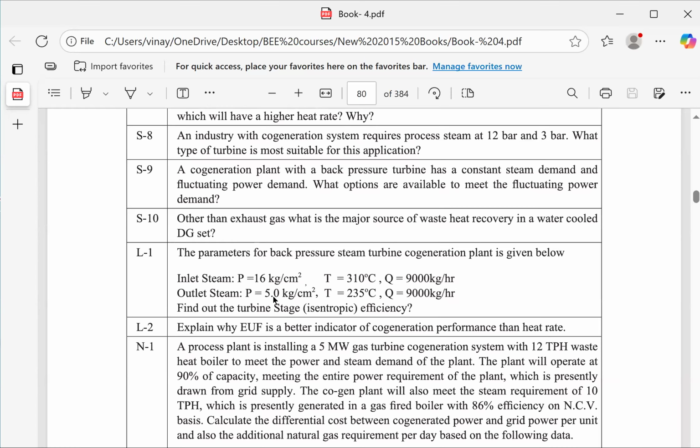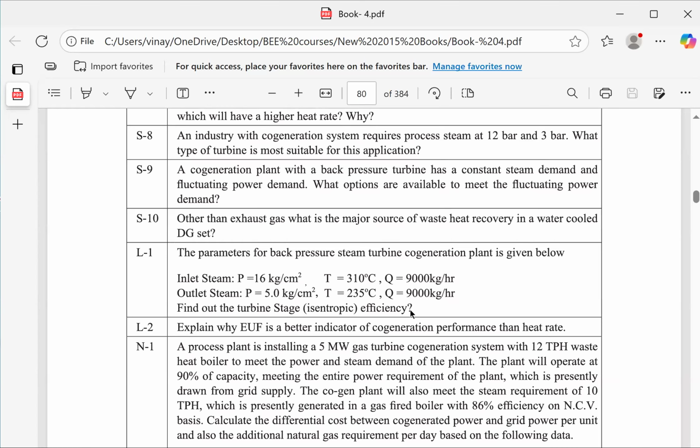Outlet steam, so much kgs, so much. The total heat, the quantity. Sorry, this is quantity, it is not the heat. It's the quantity 9,000. The same quantity is going out because there is no steam loss in the turbine, isn't it? Find out the turbine isentropic efficiency. The quantity remains the same, isn't it? So pressure and temperature here, you will have to put into a formula.